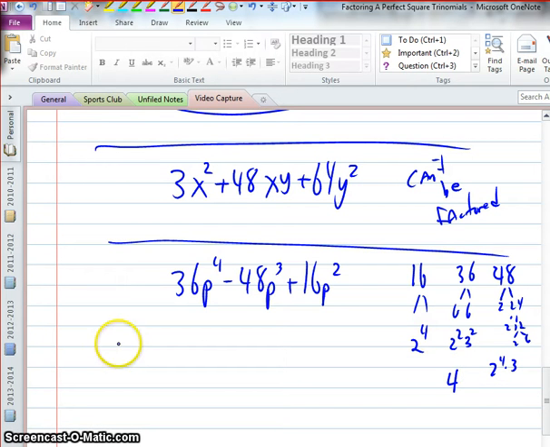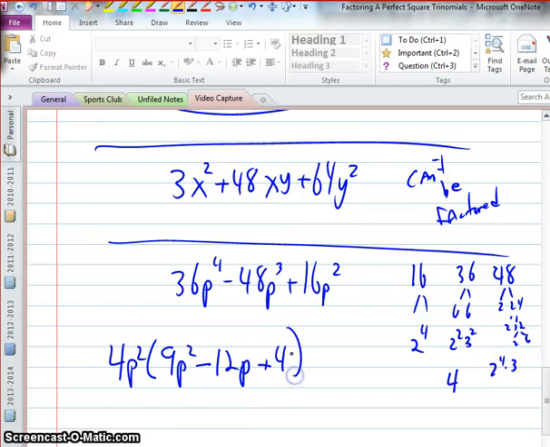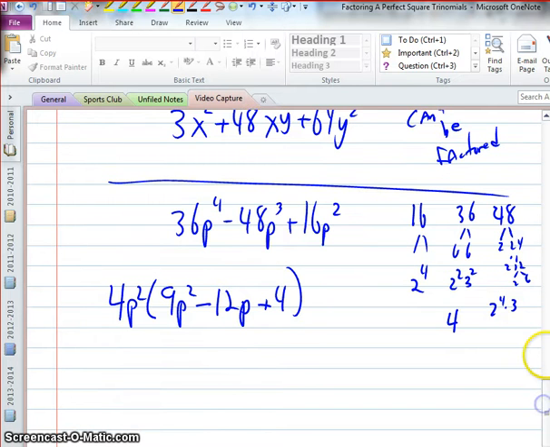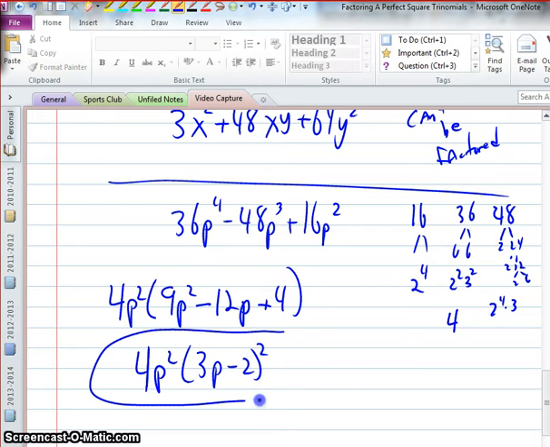And it looks like p squared, so we're going to take a 4p squared out, leaving us 9p squared minus 12p plus 4. But notice, square root of the first term, square root of the last term, multiplied together and doubled. After we factored out a GCF, we have a perfect square trinomial, 3p minus 2 squared. And we have to leave that GCF along with our answer. A little tricky. Takes some practice.